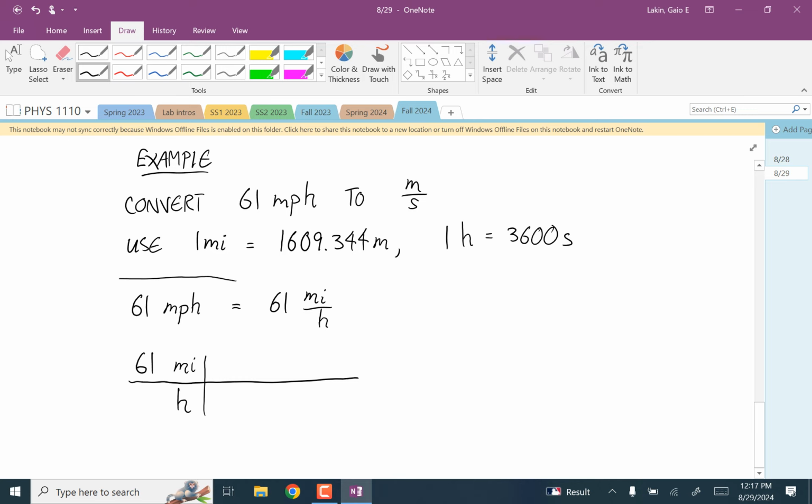Okay. So to go from miles to meters, we know that we're either going to have 1 mile over 1609 meters, or we're going to have 1609 meters over 1 mile. We're trying to cancel the miles, which means we want the miles to be in the denominator, so it cancels this one, okay? So I'm going to write 1609.344 meters over 1 mile.